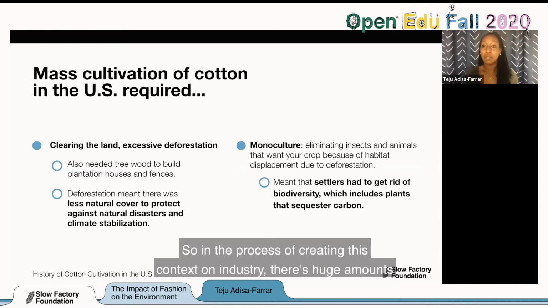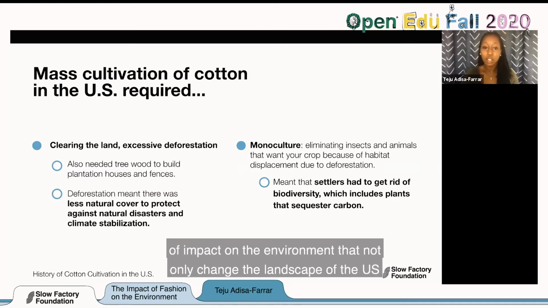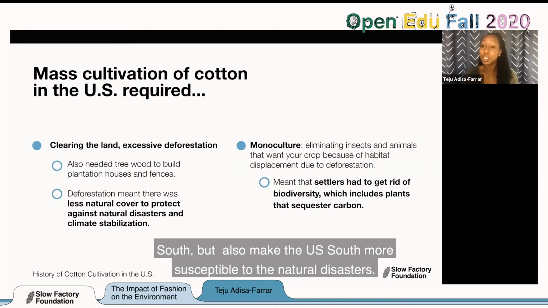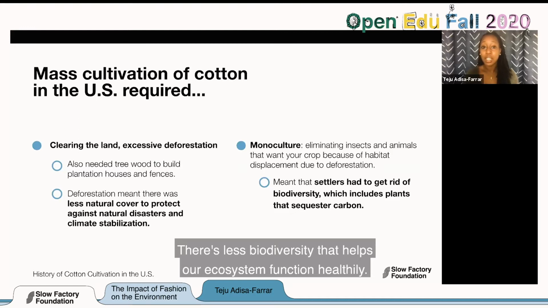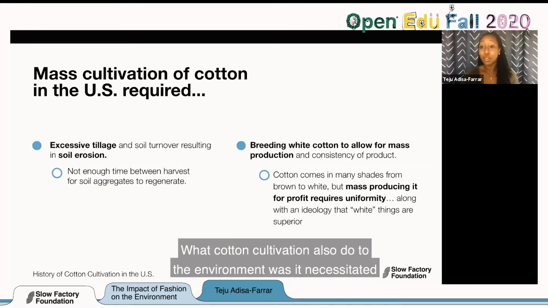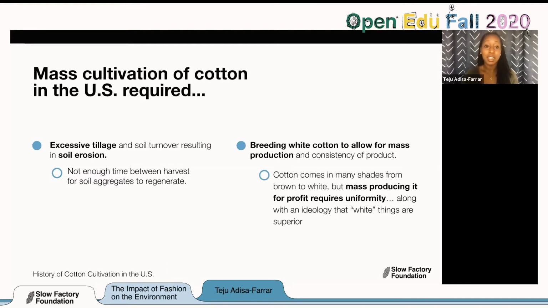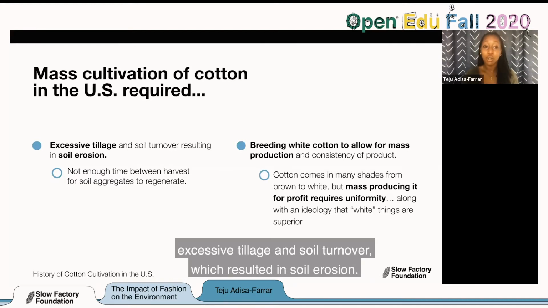So in the process of creating this cotton textile industry, there's huge amounts of impact on the environment that not only change the landscape of the US South, but also make the US South more susceptible to the natural disasters, and in turn start to change the climate because there's less cover from forests, there's less biodiversity that helps our ecosystem function healthily.